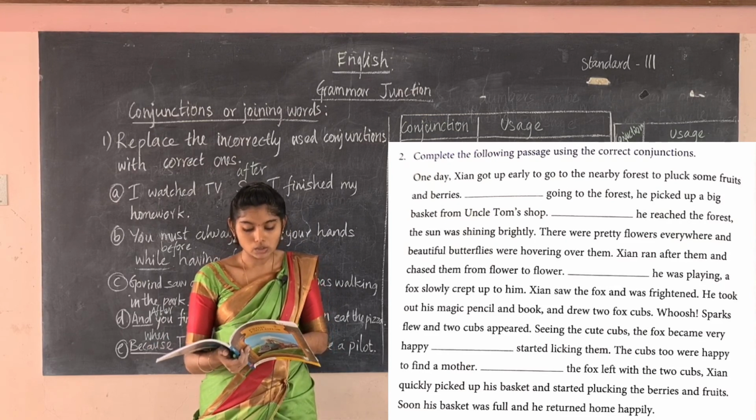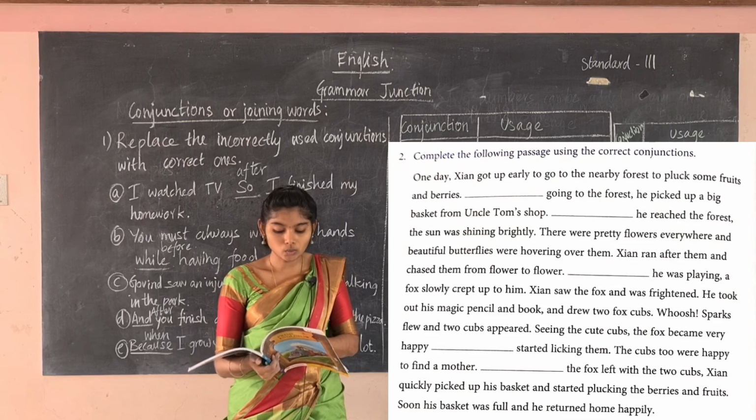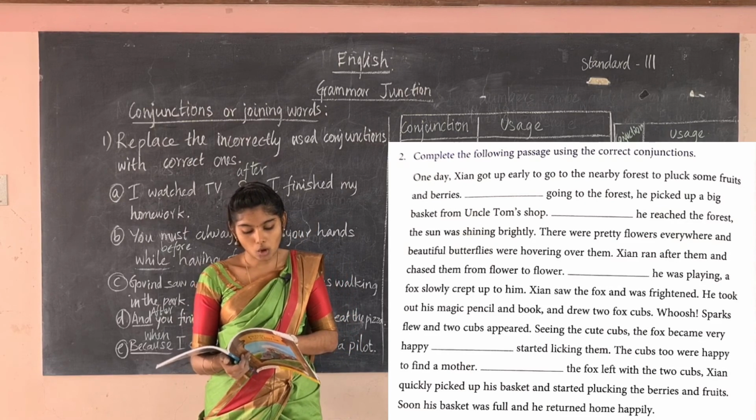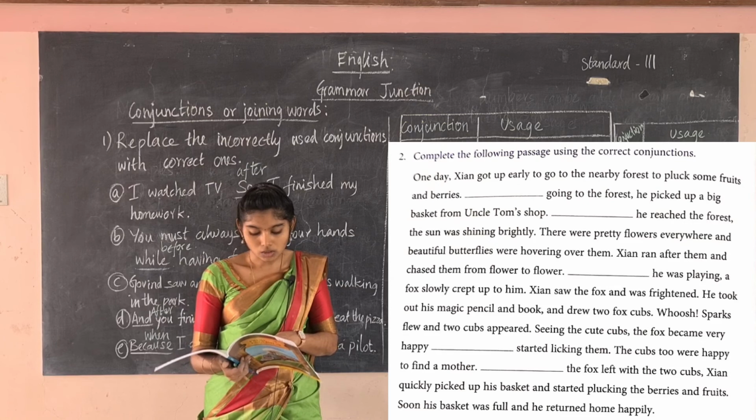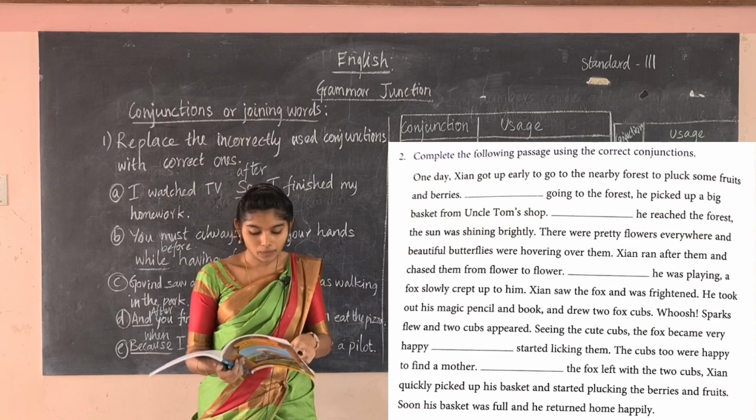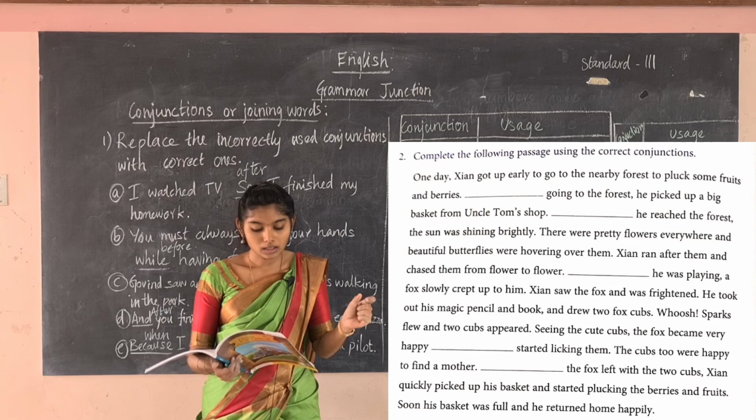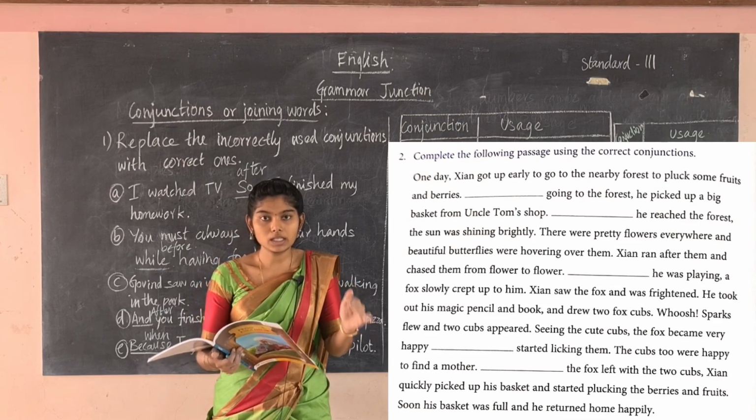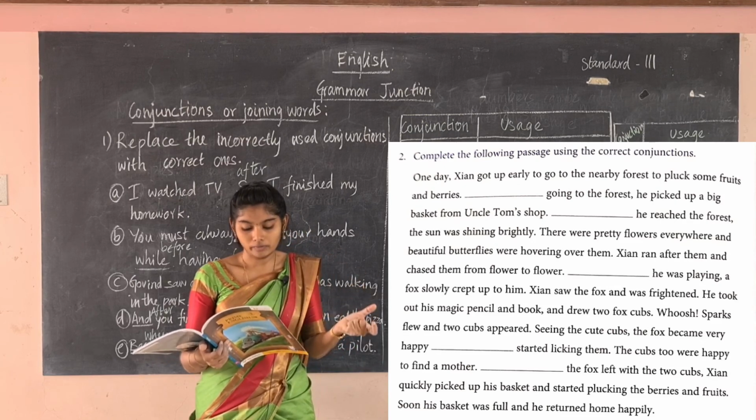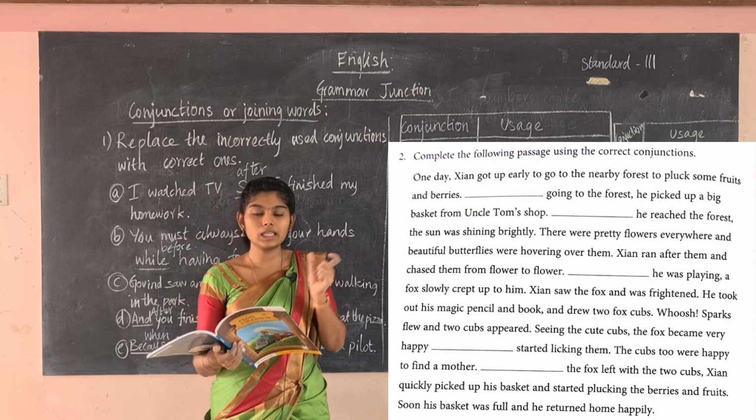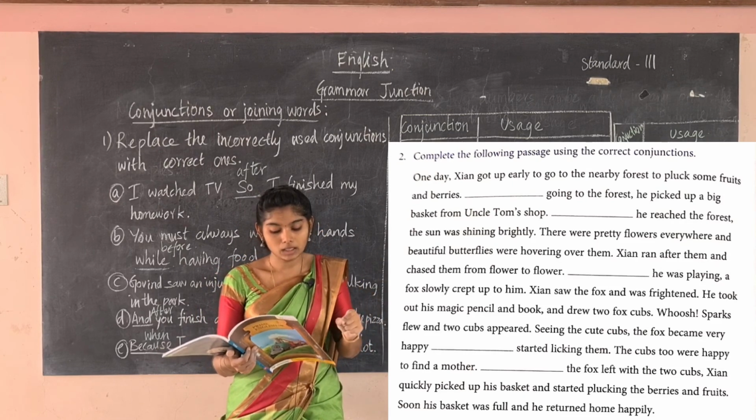So the next one is: Zion saw the fox and was frightened. He took out his magic pencil and book and drew two fox cubs. Whoosh! Sparks flew and two cubs appeared there. So seeing the cute cubs, the fox became very happy and started licking them. After seeing those small cubs, the fox started licking them. So happy is one word and started licking is another word. To connect these two words we will use and. So we have to use and between those two words.